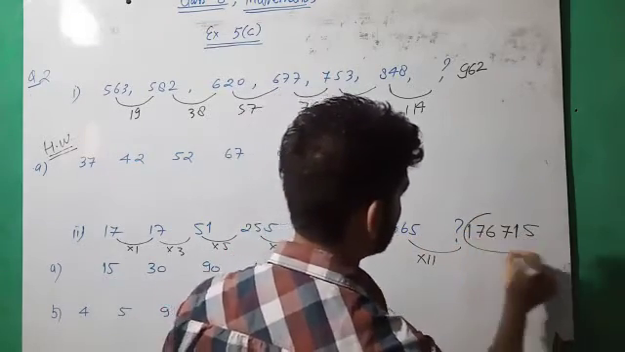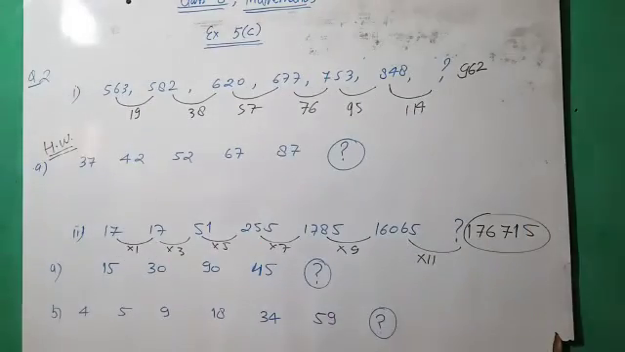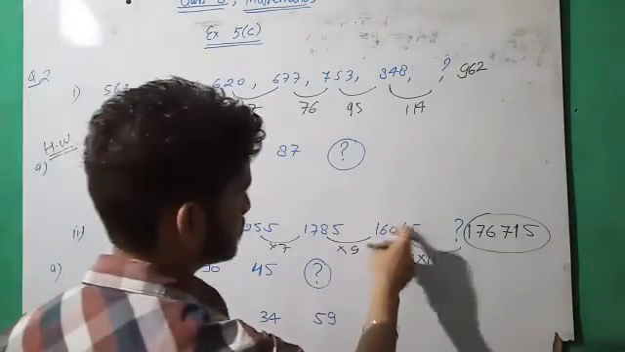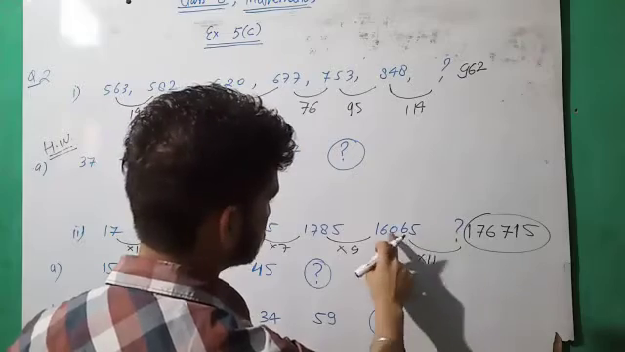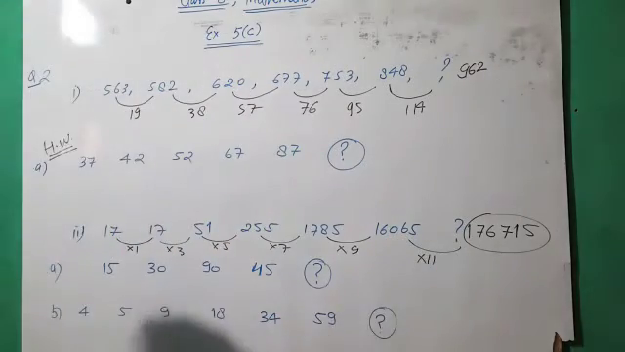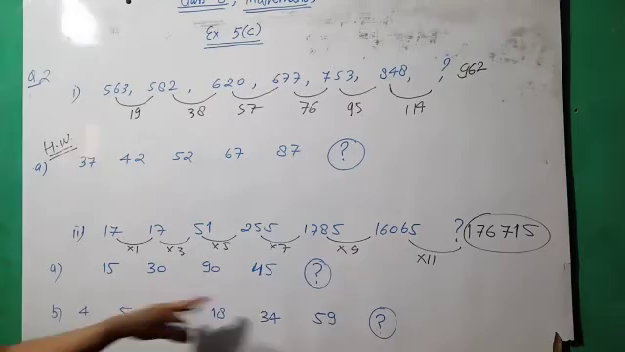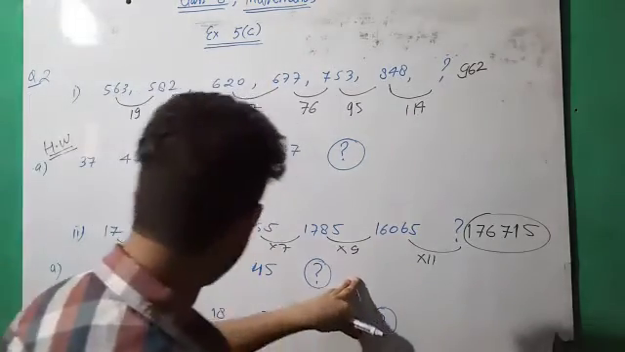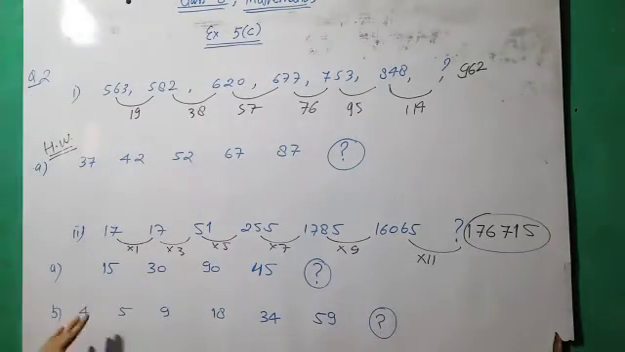So this is the answer. Okay, so 176715 is the answer. Now these are the homework. First one is based on the prime number series, and the second one is based on the square number series. Okay, these two are your homework.